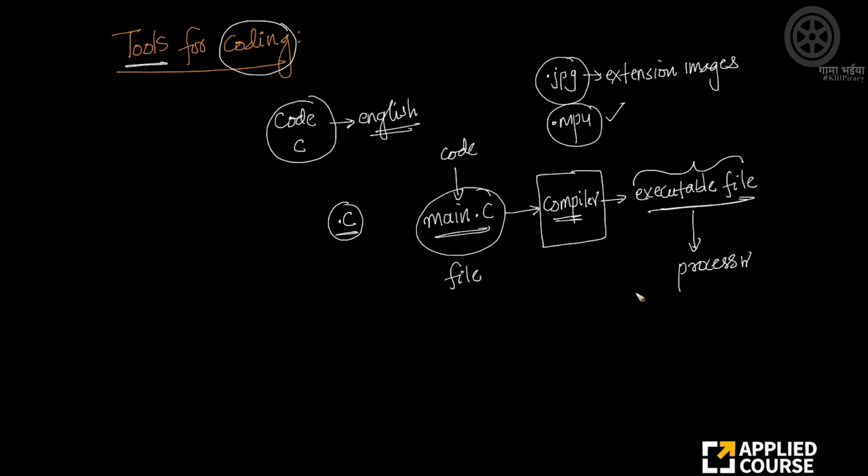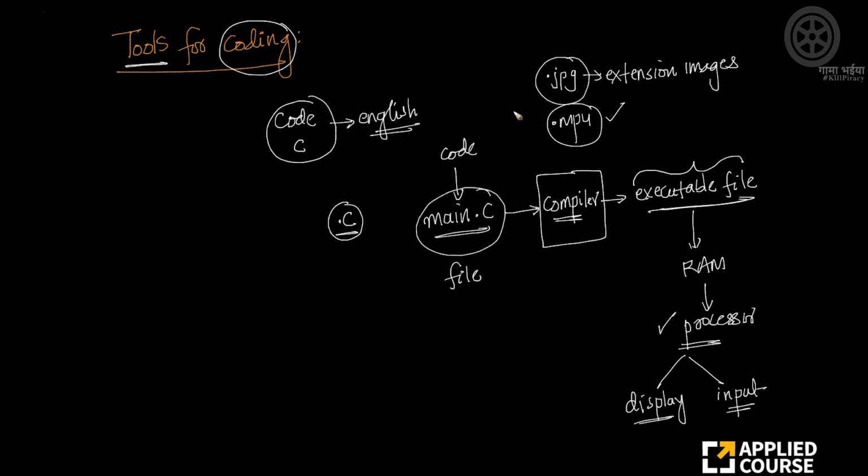Actually, it doesn't go to the processor directly. This executable file will be loaded into your RAM or main memory, which will be accessed by the processor. Remember, this will be accessed by the processor through the RAM, and the processor executes the instructions that you have given. And if there is input and output, obviously you will have your display and any input from the keyboard, etc. So all of that is here.